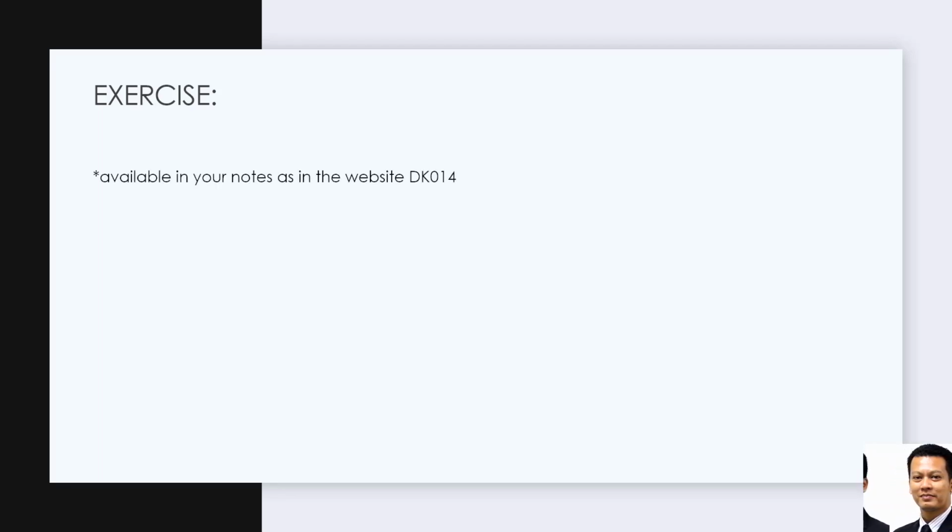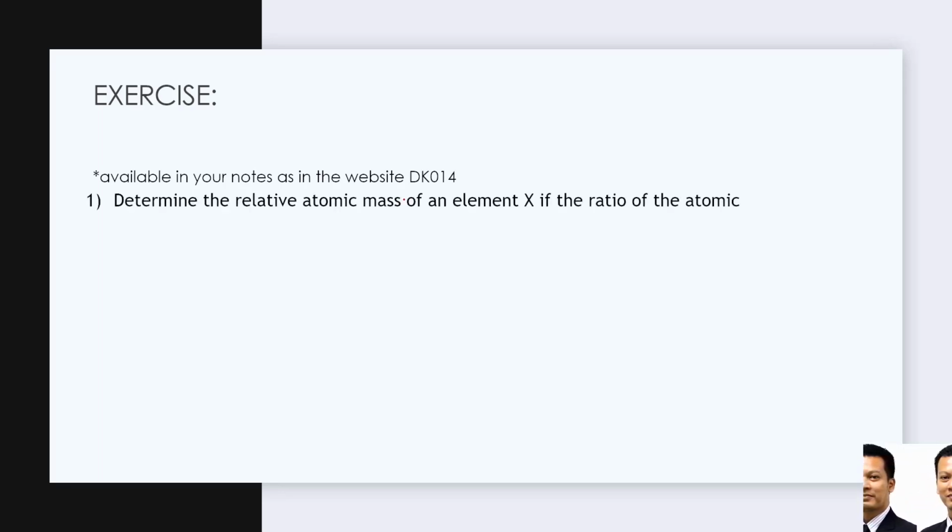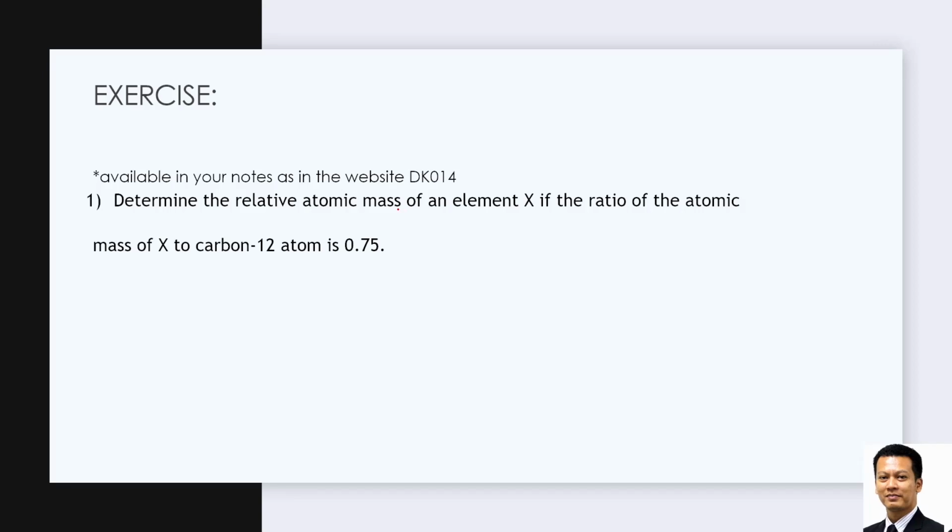Let's see this exercise. This one is a little bit difficult. This exercise is available in your notes that you can download from the DK014 website. Determine the relative atomic mass of an element X if the ratio of the atomic mass of X to carbon 12 is 0.75. Can you solve this? How can we solve this one?